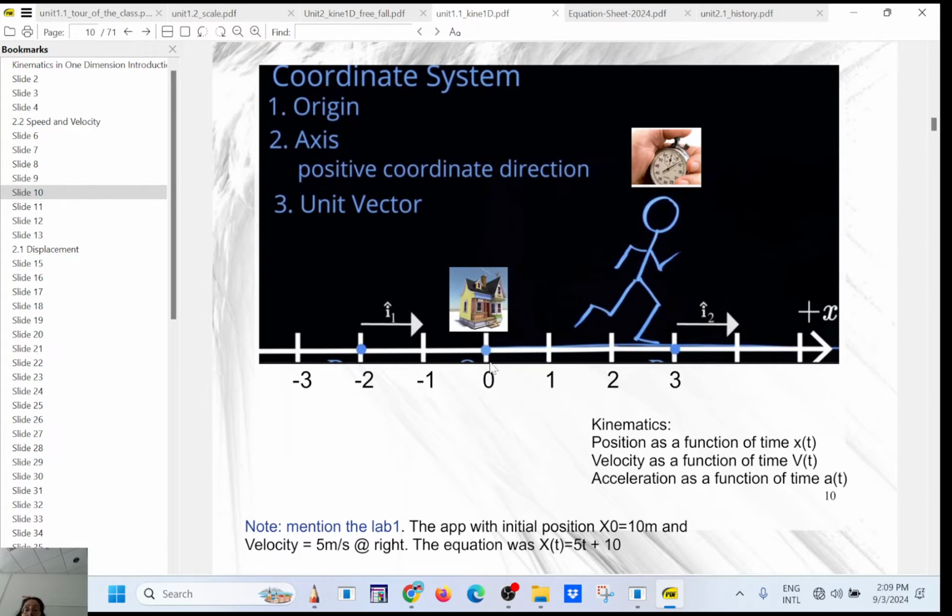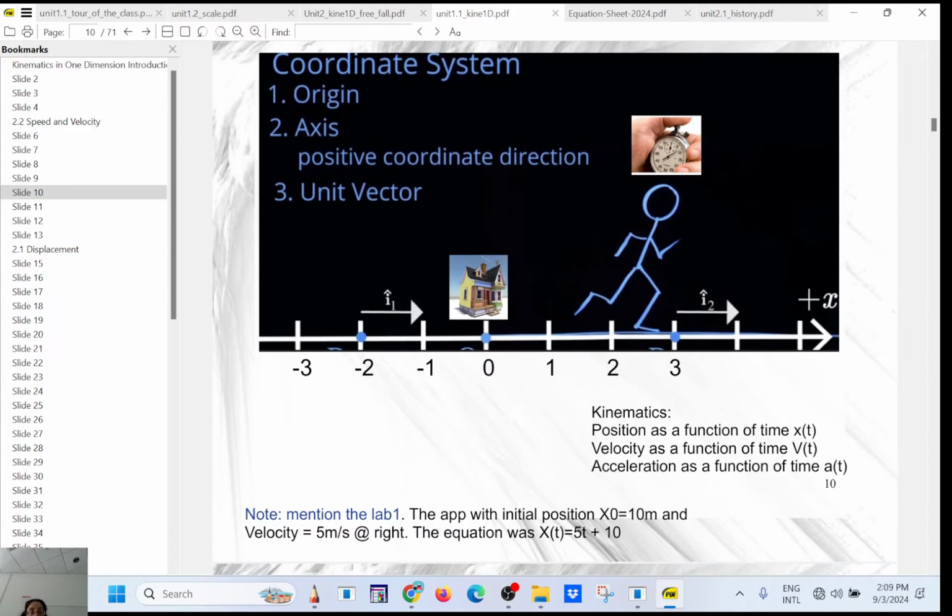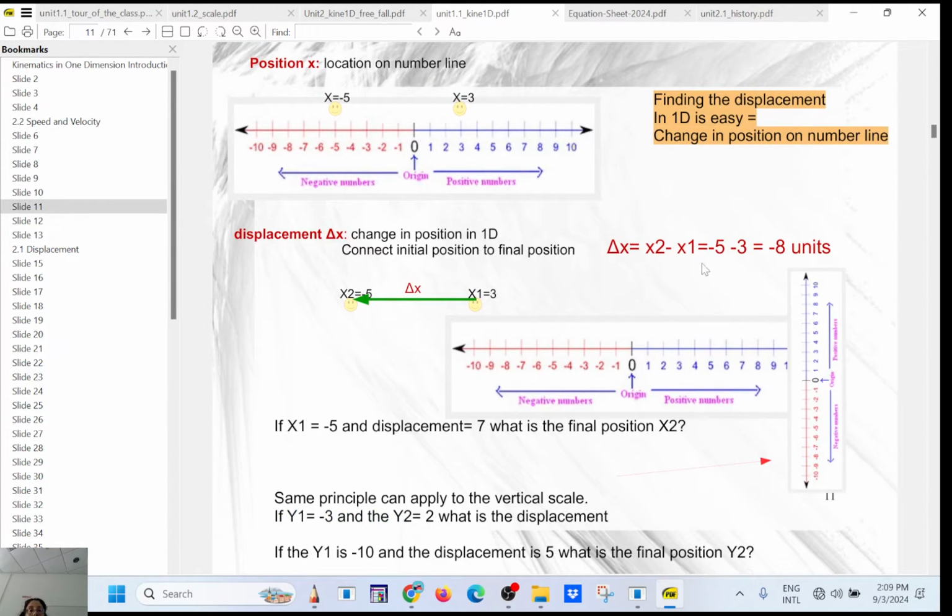If you start at 0 and you go to -2, what's going to be your displacement? -2. Okay, because you are moving to the left. You go from here to there. The distance is 2. So how can we find the displacement? By definition, it will be the final position minus the initial position.